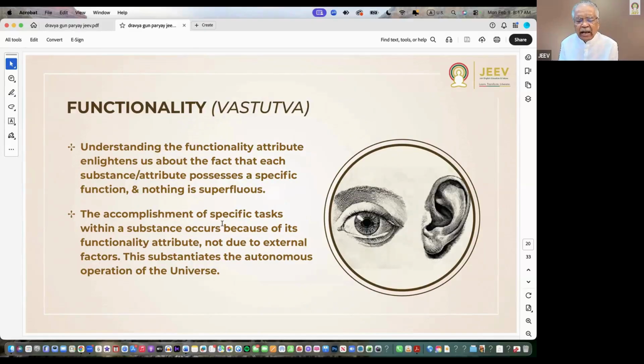Functionality means each and every attribute does its own function. Remember, the soul is a substance having infinite attributes within, common and specific ones. And out of those common attributes, there is something called the functionality attribute, which means it allows one attribute to do its own function.